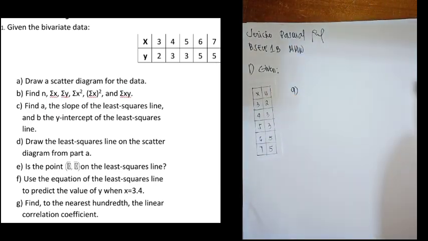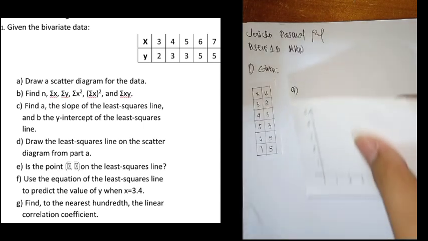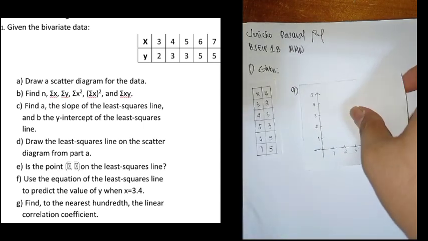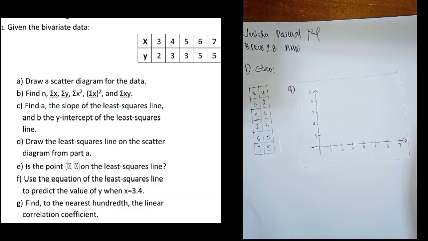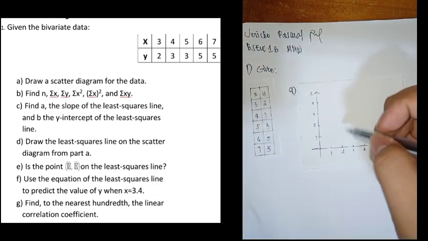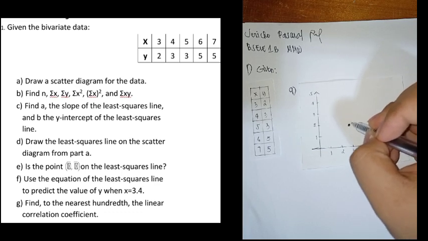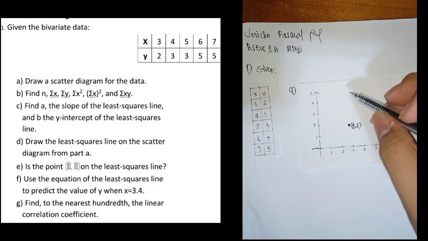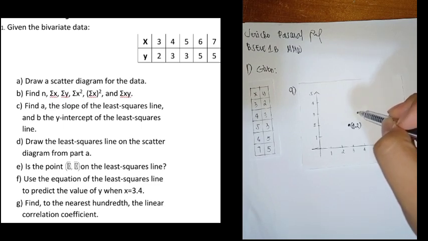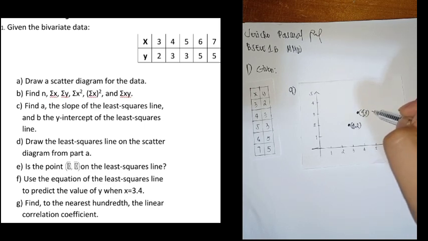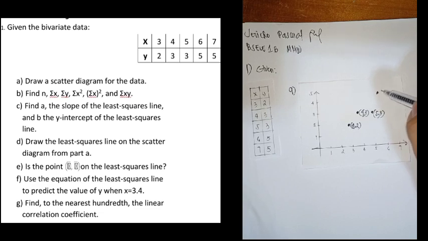Here I have prepared a Cartesian plane so that we can plot the points. The first point is 3 and 2, which is in here. Then 4 and 3 in this area, then 5 and 3, then 6 and 5 in this area, then 7 and 5.